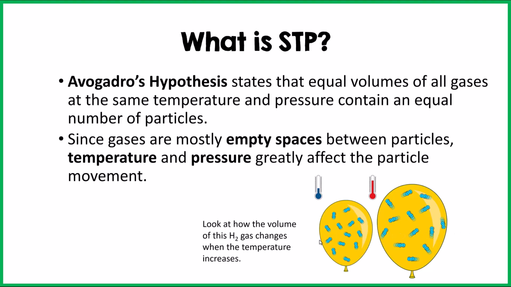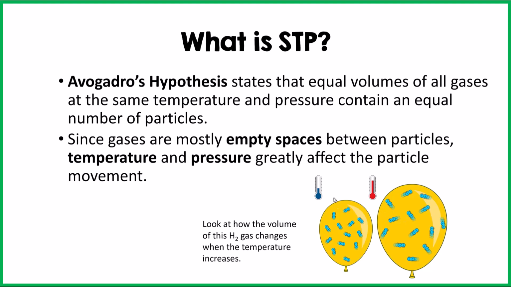So look at how the volume of this hydrogen gas changes when the temperature increases. At a low temperature, it doesn't take up as much space. The molecules are not moving quite as rapidly. At a higher temperature, the molecules are moving much faster, and that causes them to take up more space, and it makes the balloon larger. So the volume changes based on temperature and pressure.